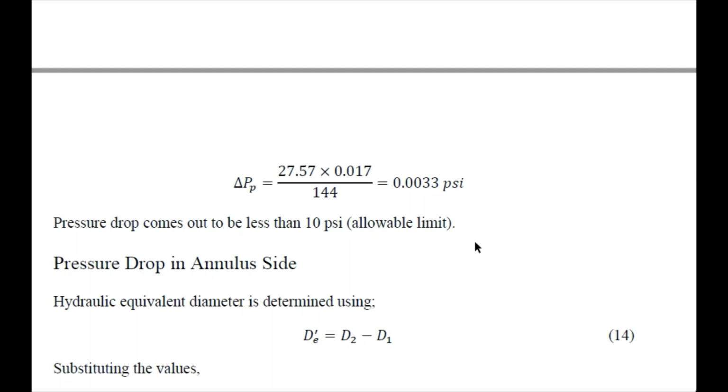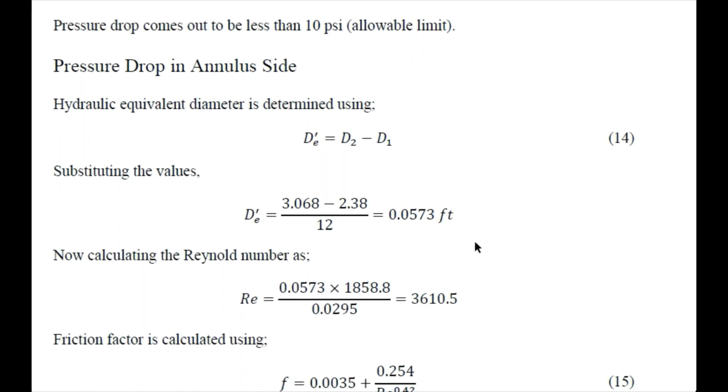Then we need to find the pressure drop in the annulus area. So the hydraulic equivalent diameter is basically the difference between the outer pipe and inner pipe diameters, which is basically the flow area. So from there we obtain it as 0.0573 feet. Then we need to find the Reynolds number, because the equivalent diameter changes from the heat transfer equivalent diameter. So that's why we obtain it as 3610.5.